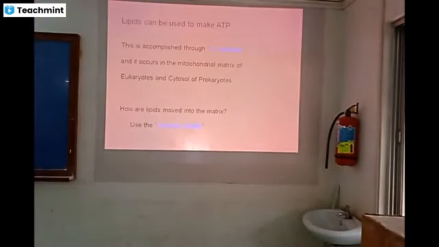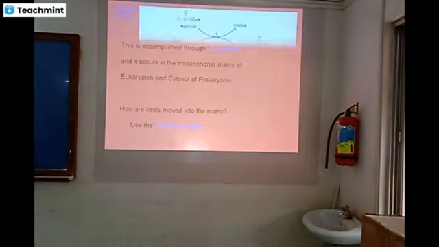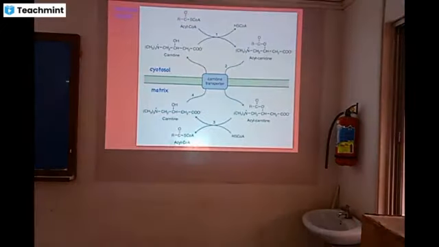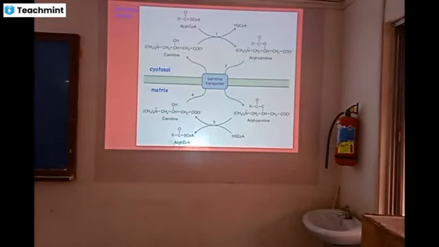Now it is transported via the carnitine shuttle system. How the lipids are moved into the mitochondrial matrix, because fatty acids are transported into the mitochondria for further rounds of oxidation. Is it clear?